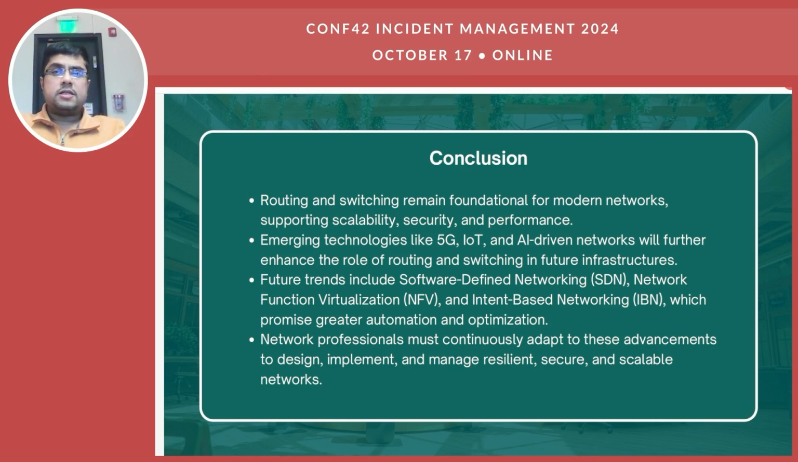As network professionals, it's crucial to stay on top of these developments, to design, implement, and manage networks that are resilient, scalable, and secure.